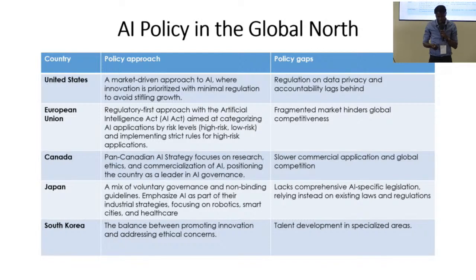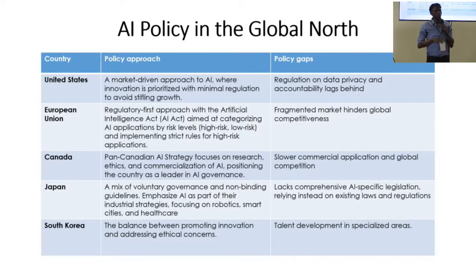And if you look at the United States, their approach when it comes to AI policy is market driven, where innovation is highly prioritized, with minimal regulation to avoid stifling growth. One of the policy gaps that exists there is that regulation on data privacy and accountability actually lags behind in the United States.